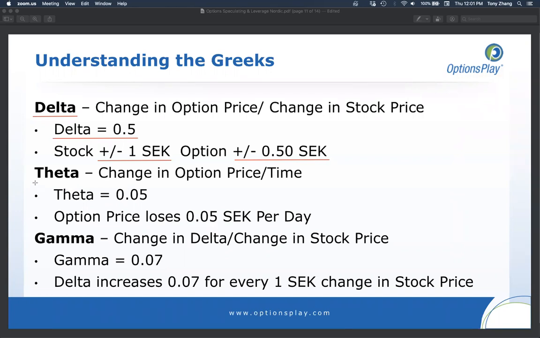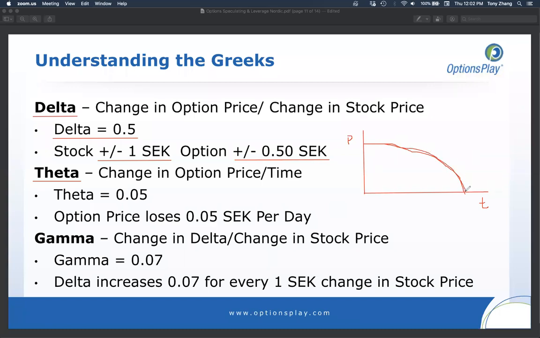So theta. Because options have an expiration date, an option price will actually decay as you get closer to expiration. I'm not going to spend too much time on this today, but I will on future webinars. On an option curve, if you have time at the bottom and the price of an option here, the price will start to decrease as you get closer and closer to expiration. It's a curve, not a straight line. It curves down like this.